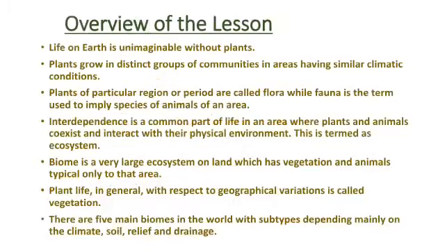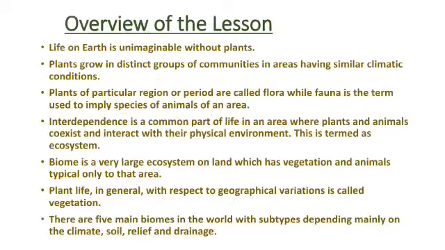Overview of the lesson. Life on earth is unimaginable without plants, because plants are the only source which have the ability to capture and use the sun's light as an energy source. Plants grow in distinct groups of communities in areas having similar climatic conditions.